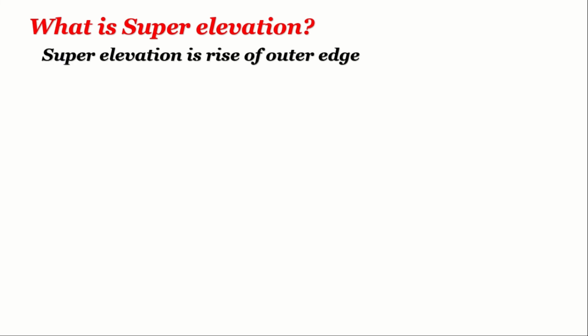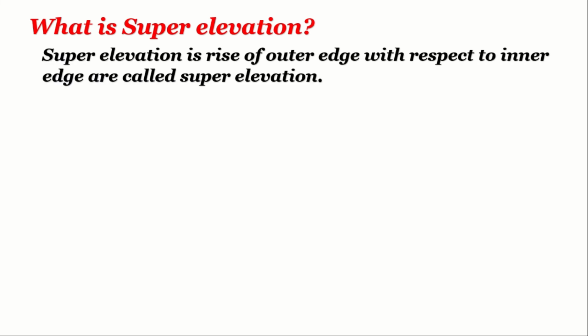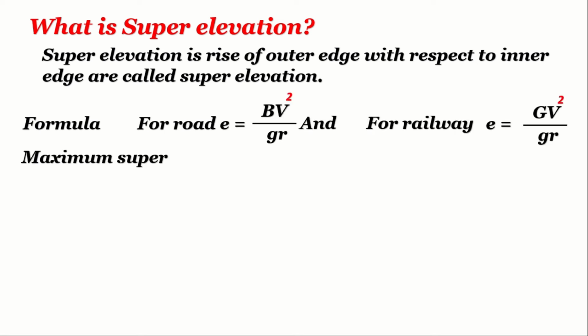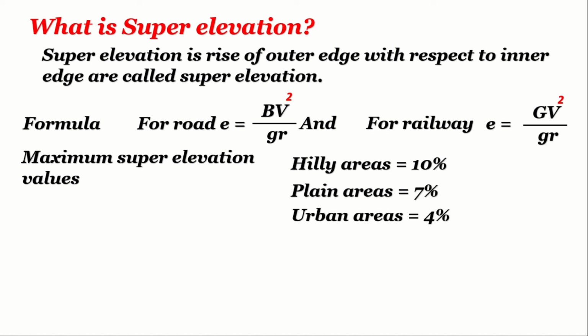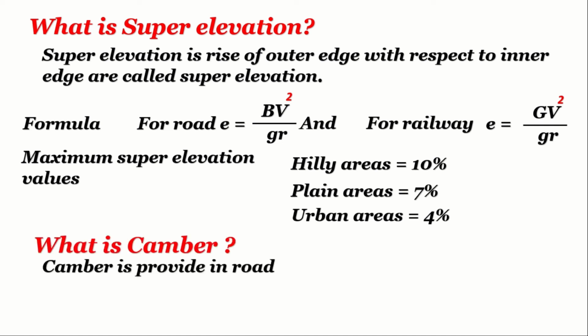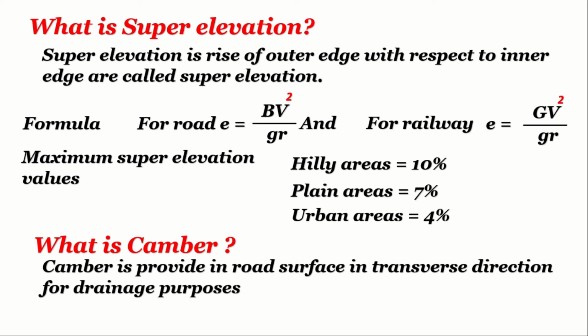What is super elevation? Super elevation is the rise of outer edge with respect to inner edge. Formula for road: V square by gR. Formula for railway: GV square by gR. Maximum super elevation values: hilly areas equals 10%, plain areas equals 7%, urban areas equals 4%. What is camber? Camber is provided in road surface in transverse direction for drainage purposes.